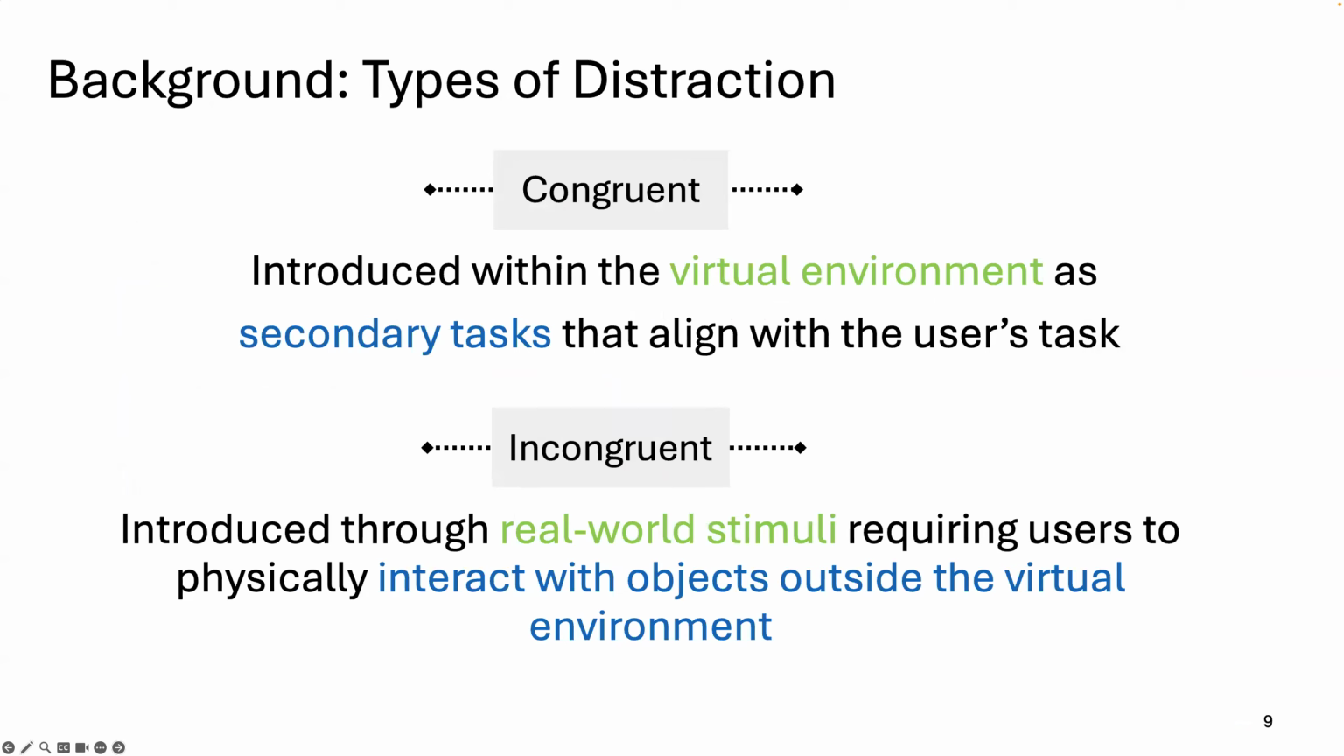First, before we go further, I'll give you a background about types of distraction. Distraction could be of mainly two types, congruent and incongruent. Congruent is basically when the distraction actually happens within the visual environment, like a secondary task, such as somebody asking you to push a buzzer. Incongruent is where the real-world stimulus actually happens and the user physically has to disconnect from the visual environment and do the interaction outside of the virtual environment, like someone asking to pass a glass.